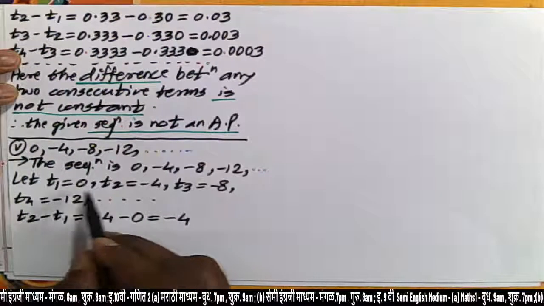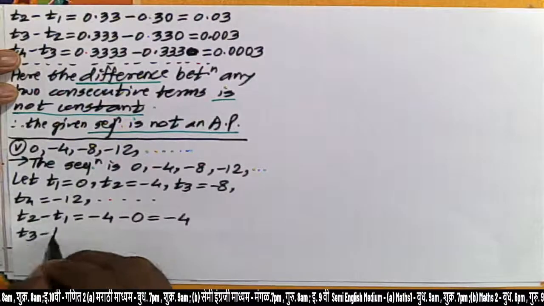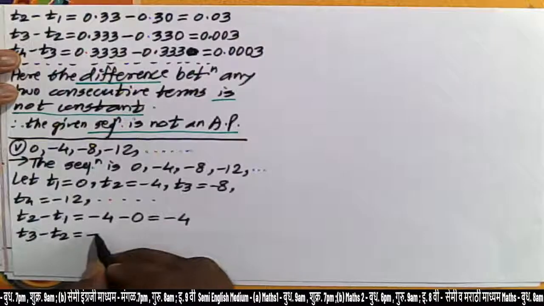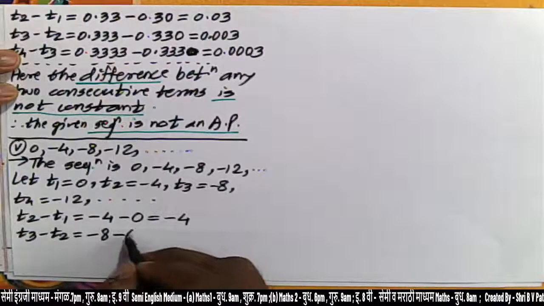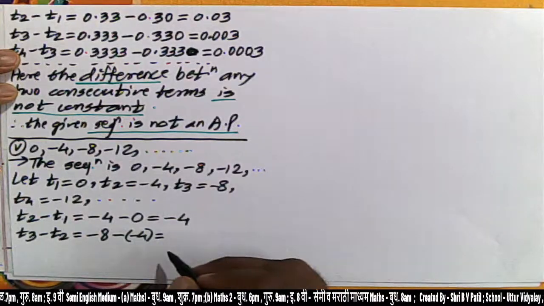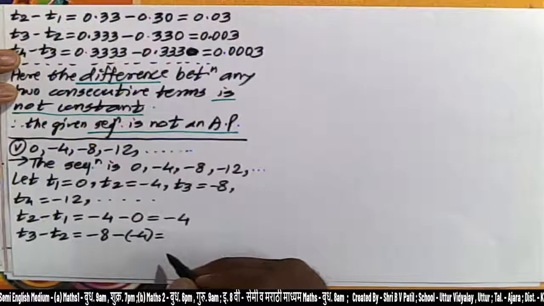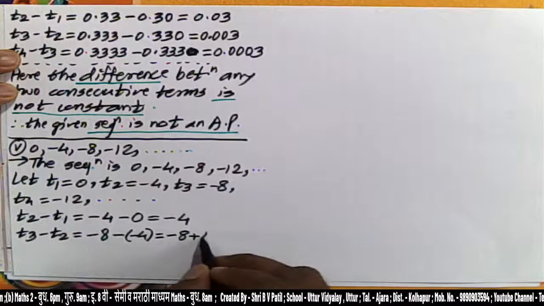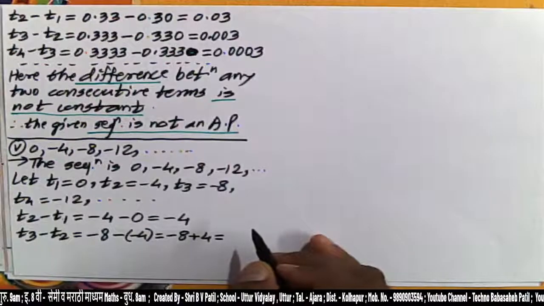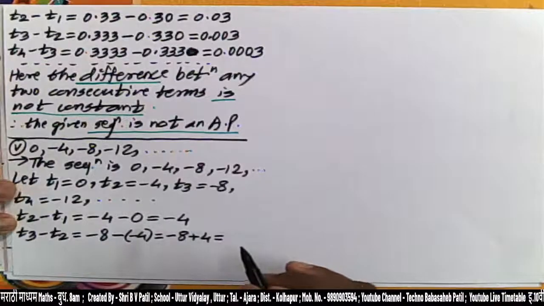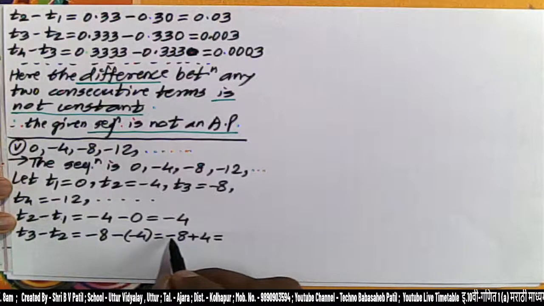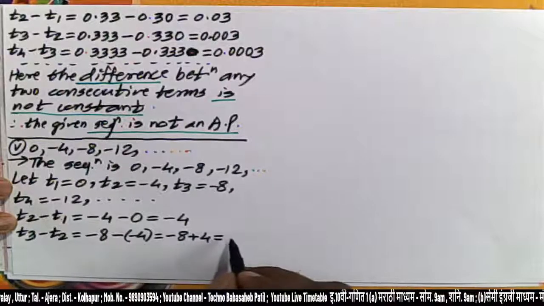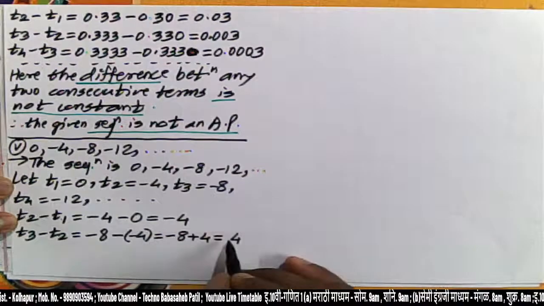Then the second and third difference, that is T3 minus T2. The value of T3 is -8 minus the value of T2, which is -4. We write in brackets. -8 minus plus 4. And what do we get here? Signs are different and different signs indicate subtraction. The subtraction is 4 and the larger number is 8. Its sign is minus.